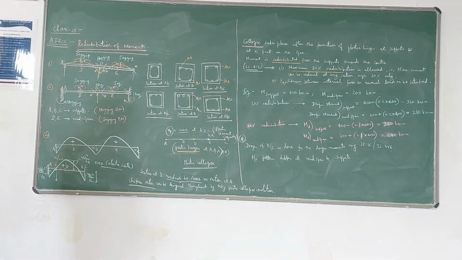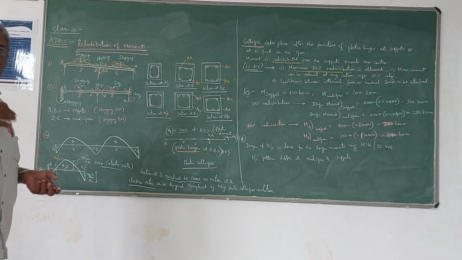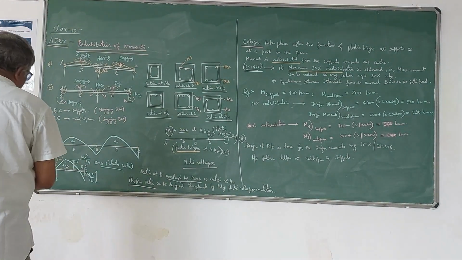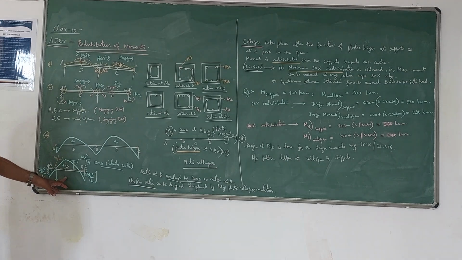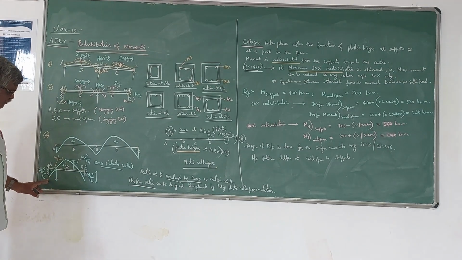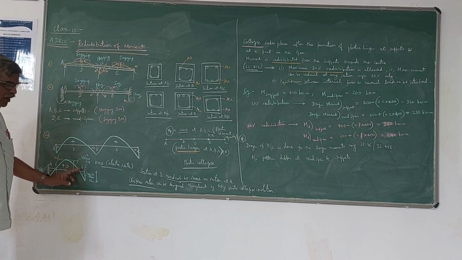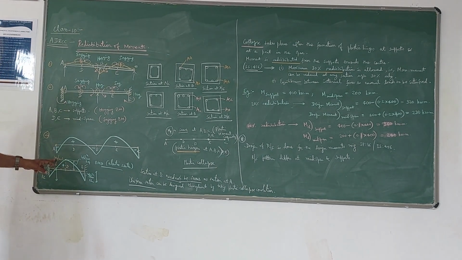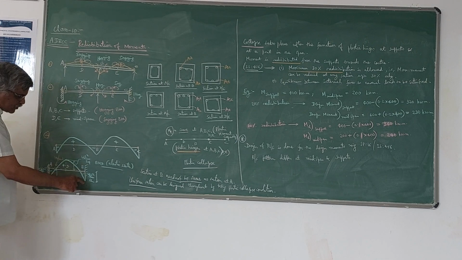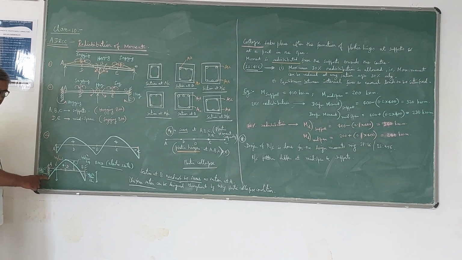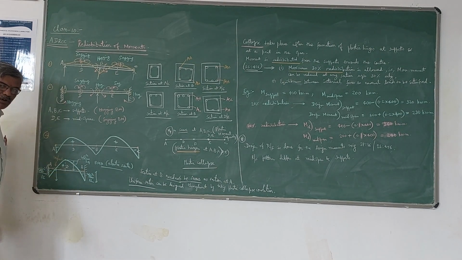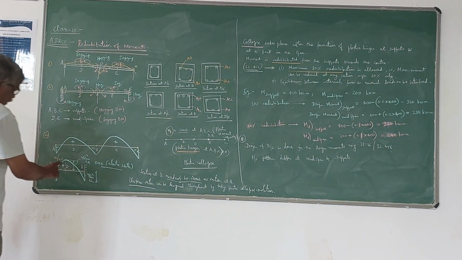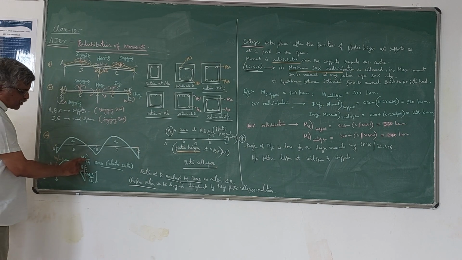Now, how to consider this redistribution of moments? That is a very important criteria. So let us take a fixed beam like this. In case of fixed beam subjected to UDL WU, that is the design UDL you can take, the bending moment diagram will be like this. So you will be having hogging bending moment at the supports, which is equal to WU L square by 12, and sagging bending moment at the midspan D, which is WU L square by 24.